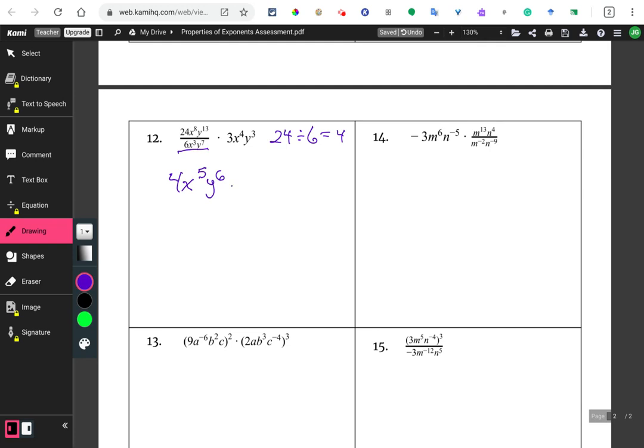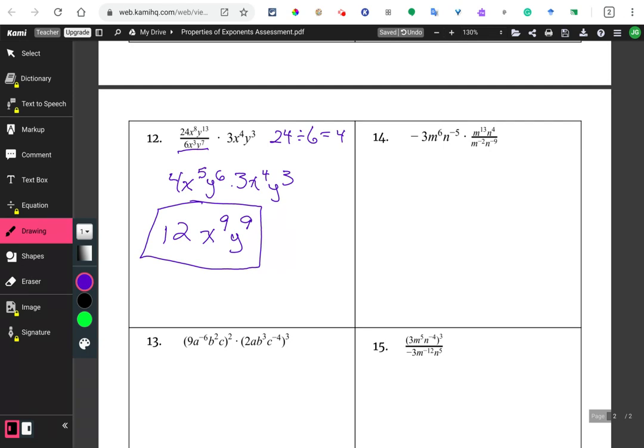Okay, and now we could do times 3x, 4, y to the 3rd. Okay, so what's 4 times 3? 4 times 3 is 12, right? What's x to the 5th? 5 plus 4 is 9. Okay, y to the 6th plus y to the 3rd. So you got 5 plus 4, 6 plus 3 is also 9. Kind of hate it when teachers do that because you get like the same answer there. It's like x to the 9th, y to the 9th, and it's both 9. It's fine.